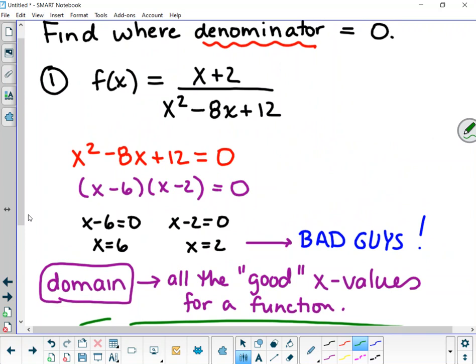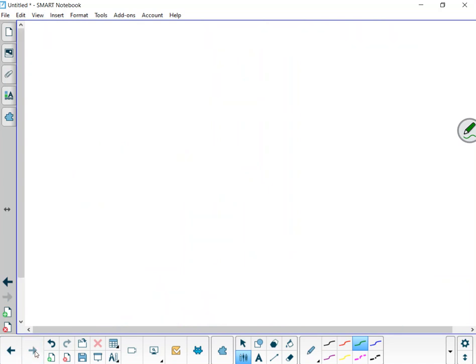Now, are we going to care about the numerator? Absolutely. We are ultimately going to care about it. But for today, our focus is just bad guys for the denominator, hole and asymptote creators, i.e. breaks in the domain.